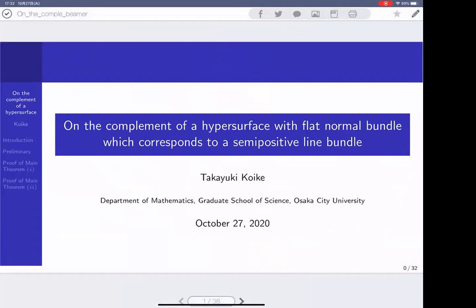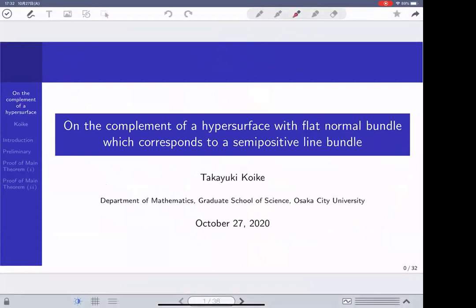Okay, this is my title page. So, let me start. This talk is based on the arXiv paper 2009.07056. I submitted it last September, and I revised it, I forgot when, but anyway, it's version 2.